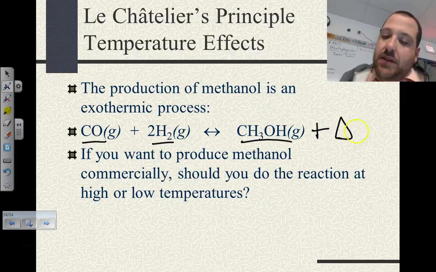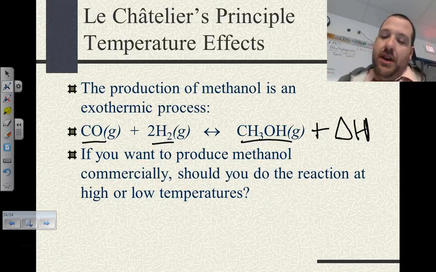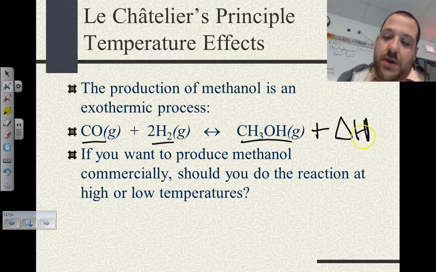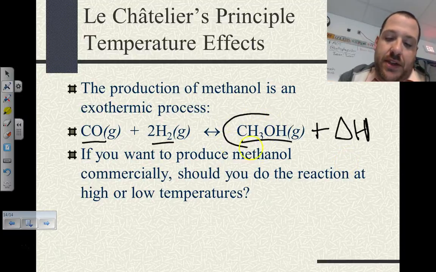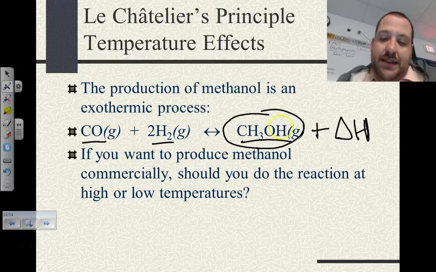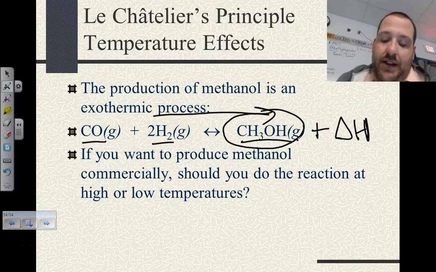And I am going to symbolize heat as delta H. Okay, that's the thermodynamic symbol for heat. Well, it's actually the thermodynamic symbol for enthalpy, but nonetheless, that's what I'm going to use. Okay, so now, if I want to commercially produce methanol, there's an assumption that I'm making. That means that I want to produce as much of this as possible. So now the thought process is that if I want to produce as much of this as possible, I want to have the reaction shift to the right.